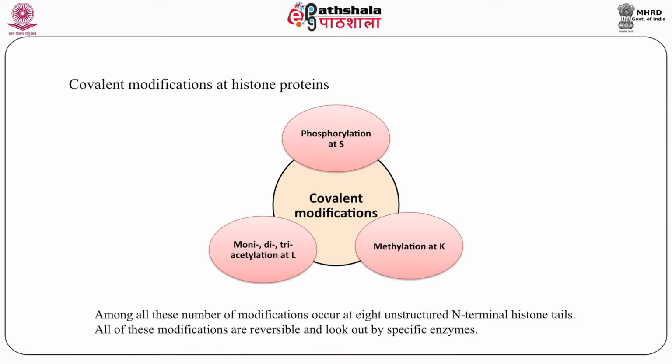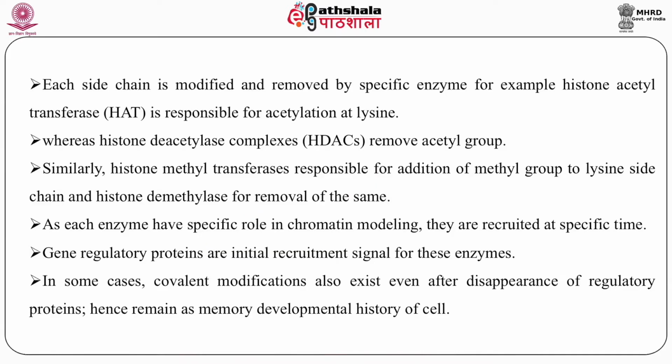Role of histone modification in controlling dynamic chromatin structures. You will find a variety of covalent modifications such as phosphorylation at serine, methylation at lysine, and mono, di or triacetylation at lysine occurring in a side chain of the core histones of a nucleosome. Among all these, a number of modifications occur at the unstructured terminal histone tails. All these modifications are reversible and looked after by specific enzymes. Each side chain is modified and removed by a specific enzyme.